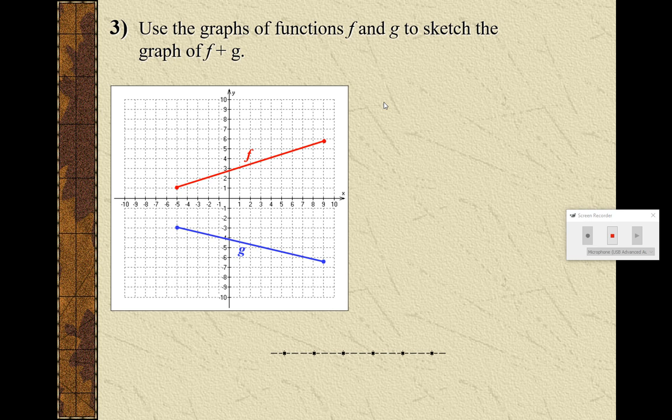Negative 5 is a great x value to choose because I know the red function f is 1 and the blue function g is negative 3. And let's see, 1 plus negative 3 is negative 2. And I know on my new function at negative 5, this line should have a point at negative 2. I'm halfway done at that moment because I know it's a line. As long as I get 2 points on a line, I'm done.